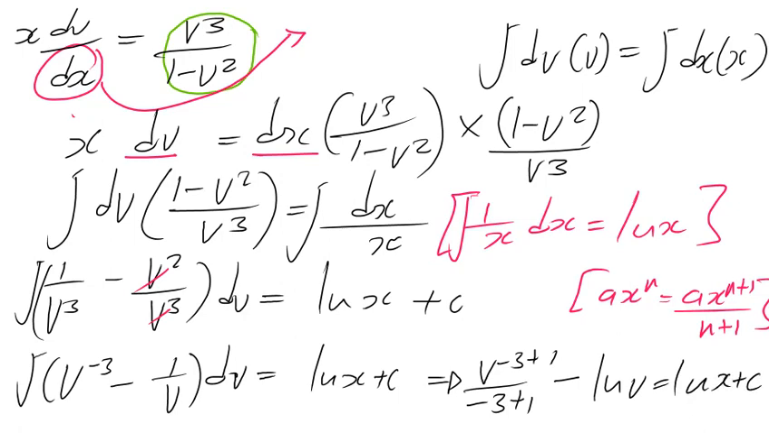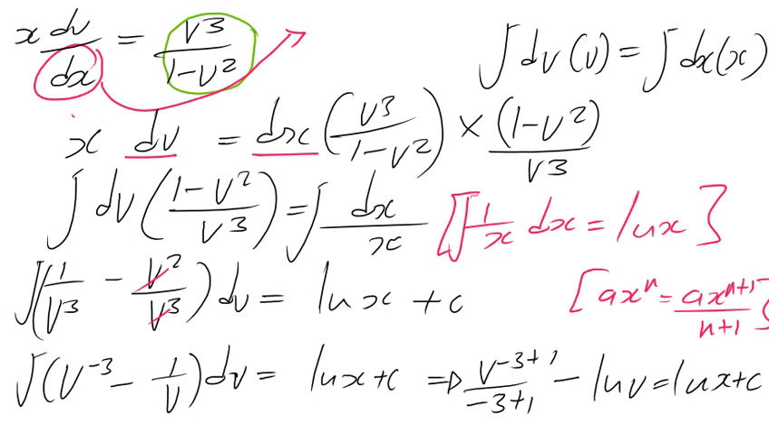Okay, so let's move to the next step. Your answer for this will be equal to minus 1 over 2v squared. That one. So here you're going to get minus 2.